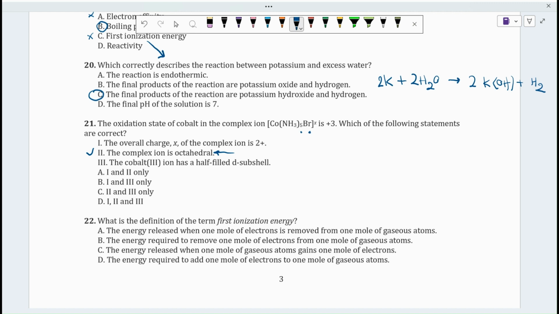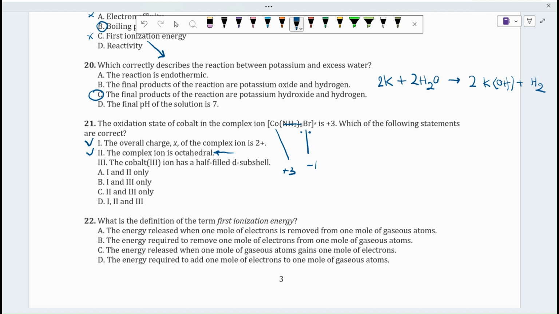The overall charge of the complex ion is +2. We're told cobalt is +3. Ammonia doesn't have a charge. What would have a charge is NH4, which is +1, but we don't have that. We have NH3, that's neutral. And then we have this bromine, which is -1. 3 minus 1 is 2. So the overall charge is indeed 2.